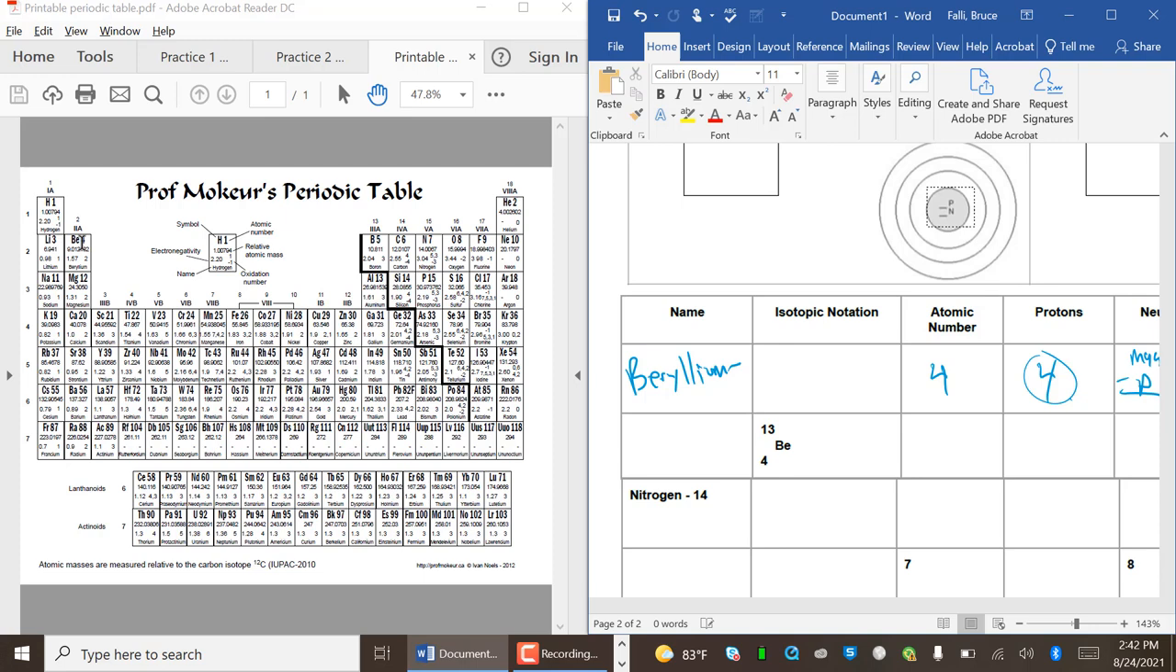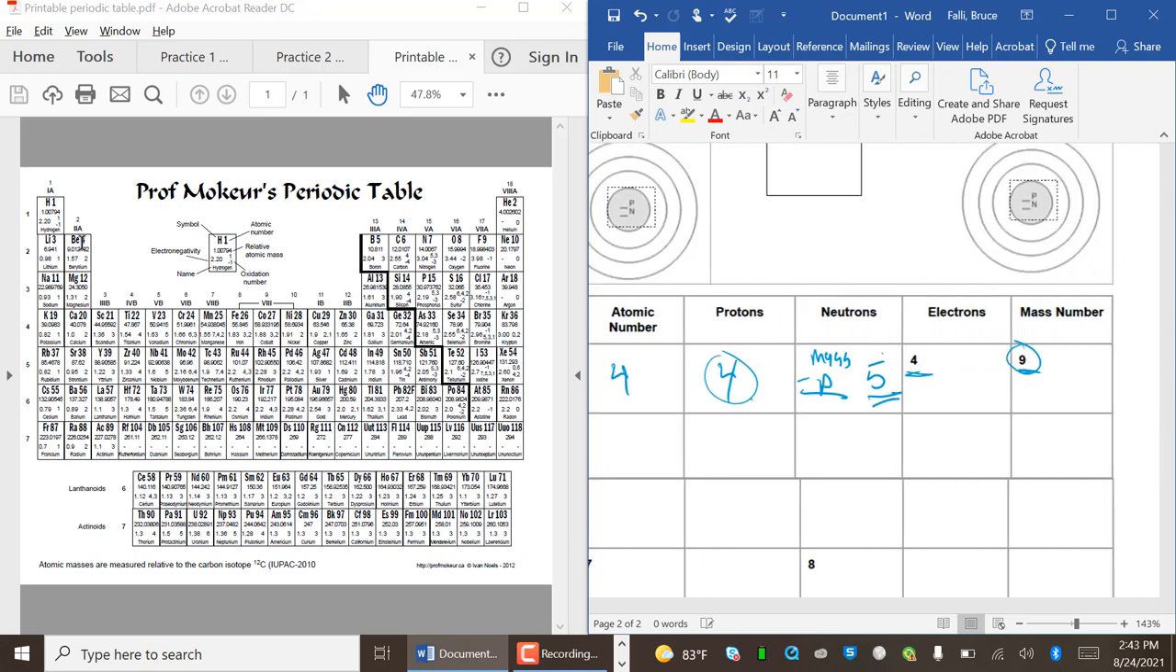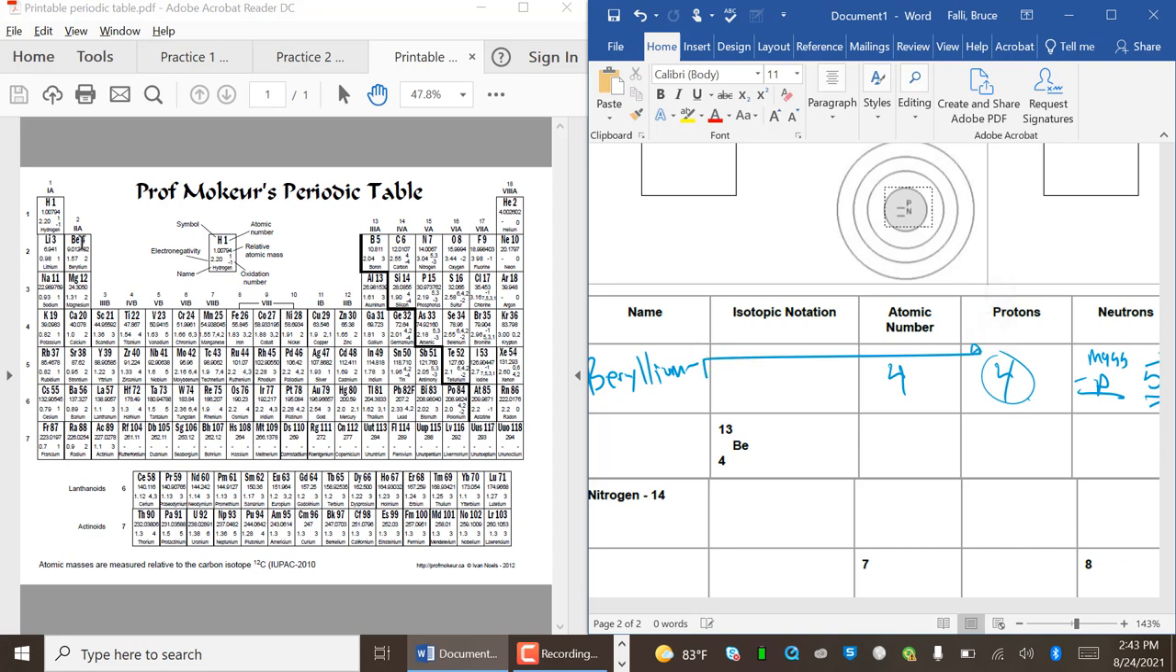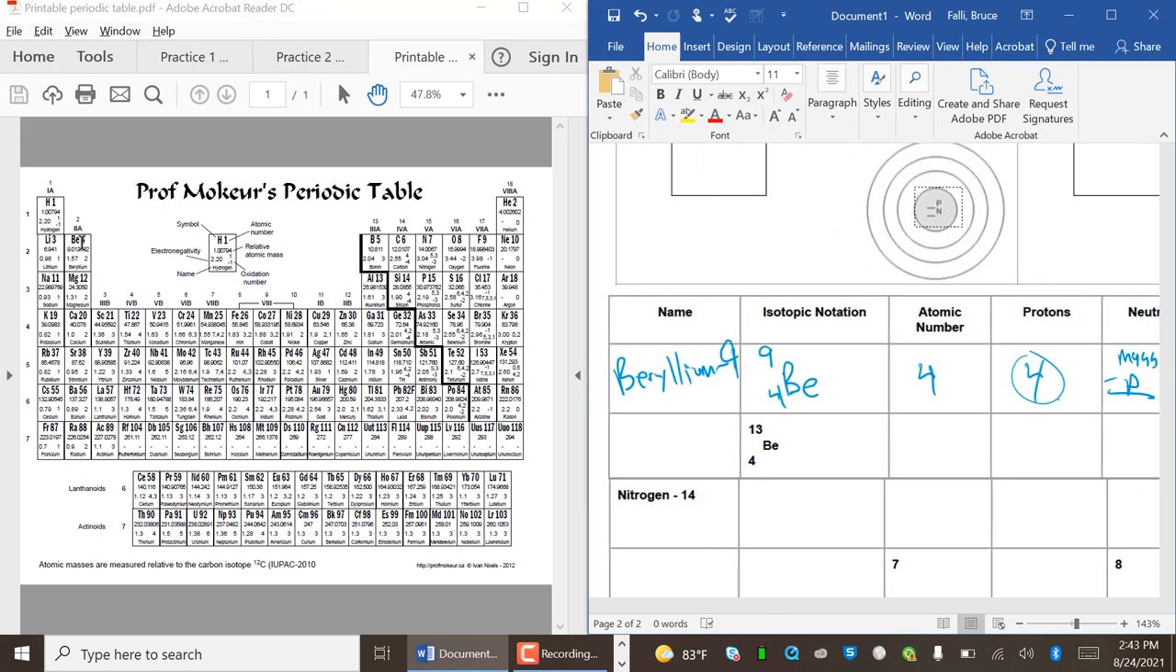Beryllium. And remember, it's dash, then the mass. Mass number is 9. Beryllium dash 9. So for isotopic notation, I put the symbol for beryllium, I put the mass on top and the number of protons, which is 4, on the bottom. Make sense?